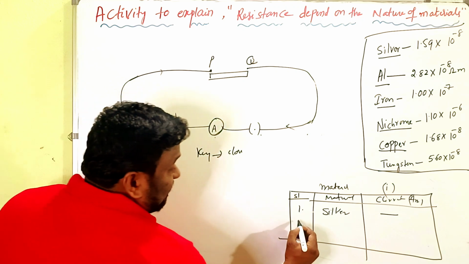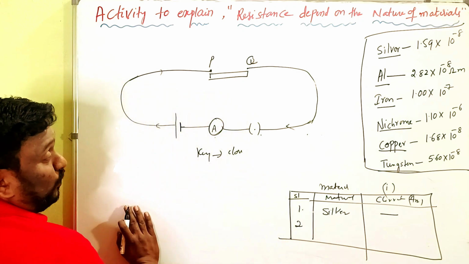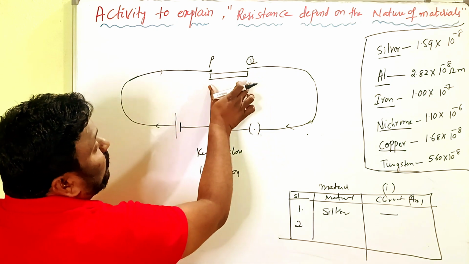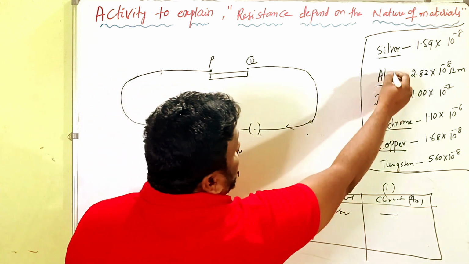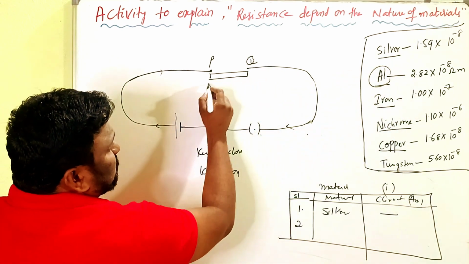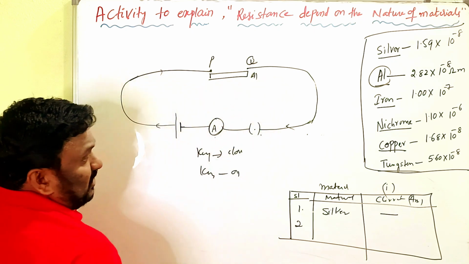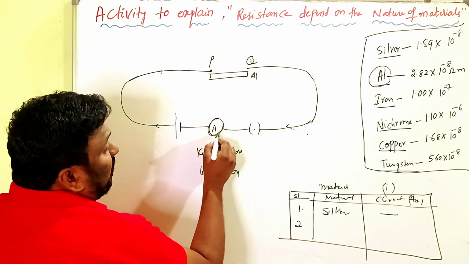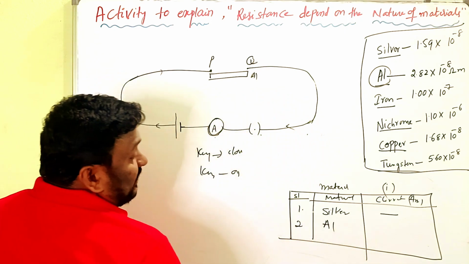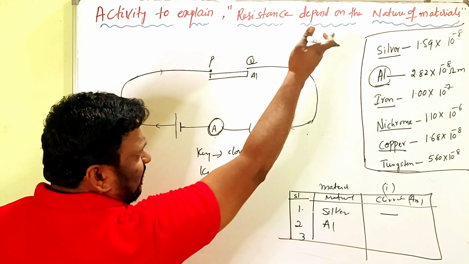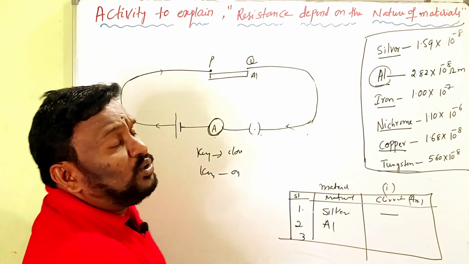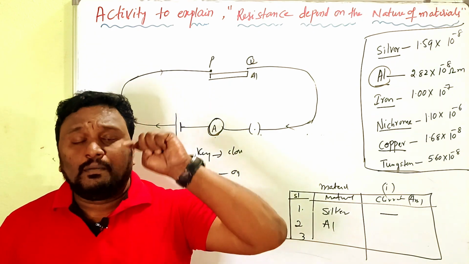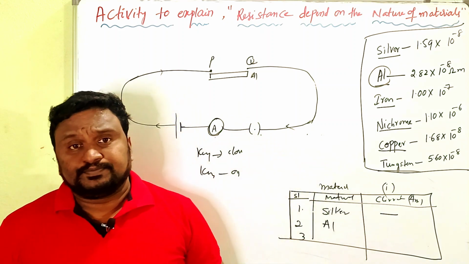And next we have to take another wire. So we have to remove the key again, open it, and after that take out the silver and take the aluminum. In the same place we are going to insert the aluminum wire. Then again you have to check the reading in the ammeter. So first we are taking silver, next aluminum, and next we have to check all the remaining ones. By changing the particular wire, we have to observe how much current is shown in the ammeter.